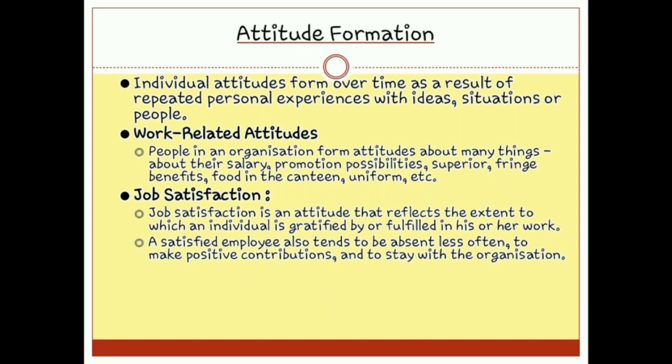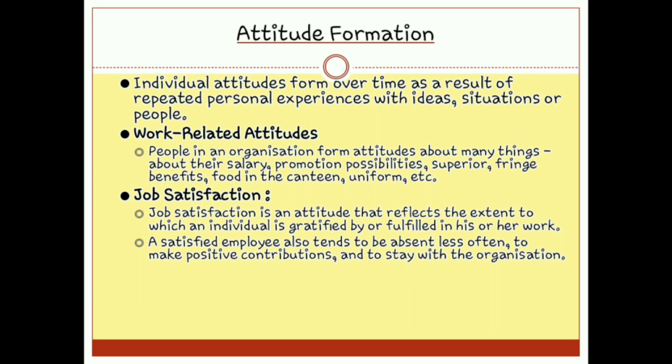Next one is attitude formation. Individual attitudes form over time as a result of repeated personal experience with ideas, situations, or people. First one is work-related attitude. People in the organization form attitudes about many things: their salary, their promotion possibilities, superiors, fringe benefits, food in the canteen, uniform, etc. Next one is job satisfaction.